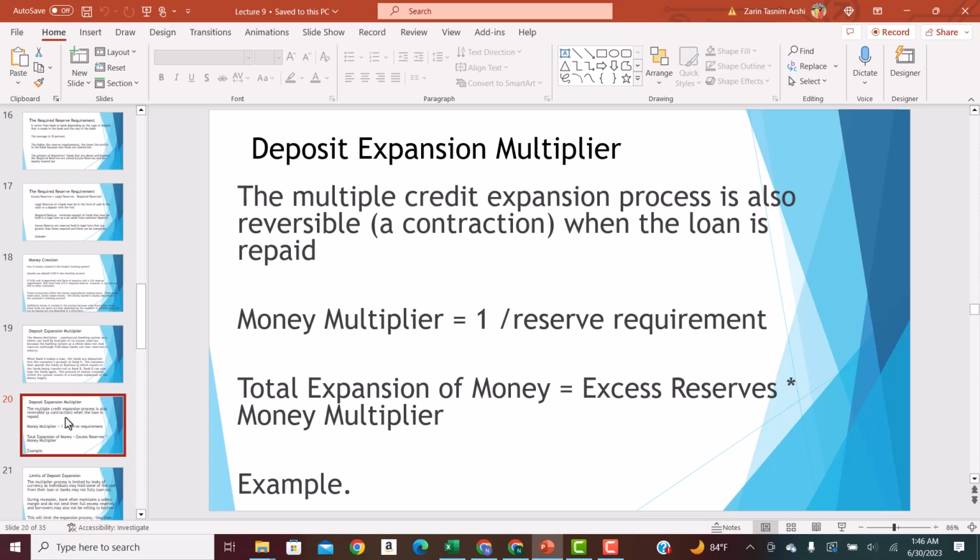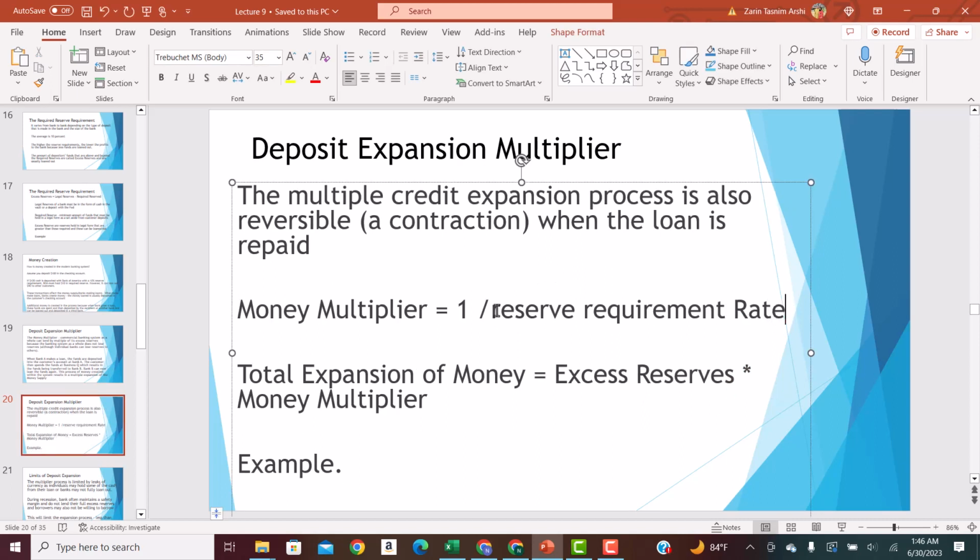First, we have to find out the money multiplier. The money multiplier is given by 1 divided by the reserve requirement rate. It's the rate, so 1 divided by the rate, not the amount. Remember, it's divided by the rate. Then step 2 is the total expansion of money, which equals your excess reserves multiplied by the money multiplier. So these are the two steps to calculate how much the money supply will go up.